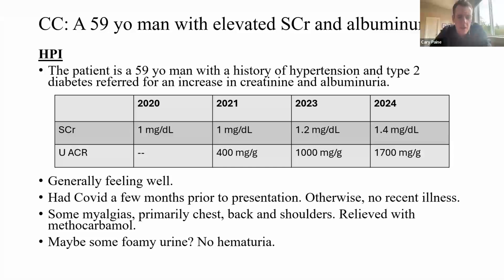So you can see his creatinine over the course of 2020 to 2024 had gone up from 1 to 1.4, and his urine albuminuria had gone up from 400 milligrams per gram in 2021 to 1,700 milligrams in 2024. He'd been feeling well. He had had COVID a few months prior, but otherwise nothing of note. Maybe some myalgias, and this had actually gotten a separate workup for myopathy, all of which had been negative. And then, frankly, he didn't really say this to me, but he had mentioned to other providers some foamy urine, perhaps. So really unremarkable.